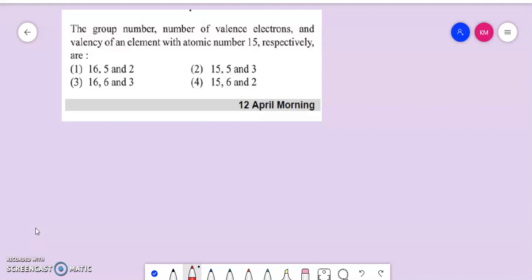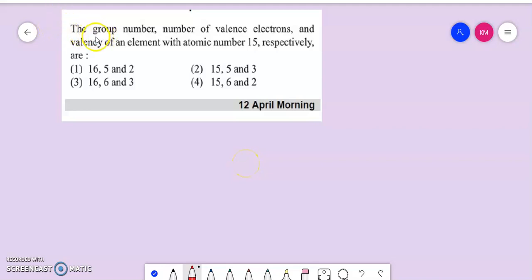It is going to be part 3, atomic structure questions and numericals from the JEE 2019 question paper we are discussing. The previous videos, part 1 and part 2, are available; you can check them also. Let's move on to the first question, which is given over here.